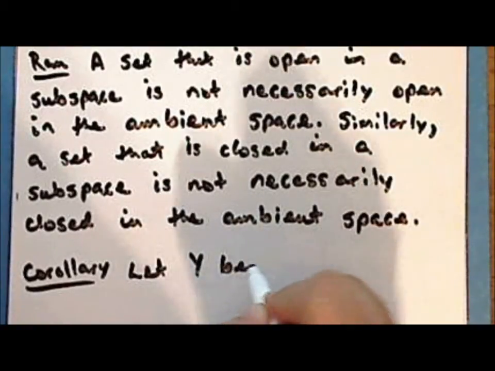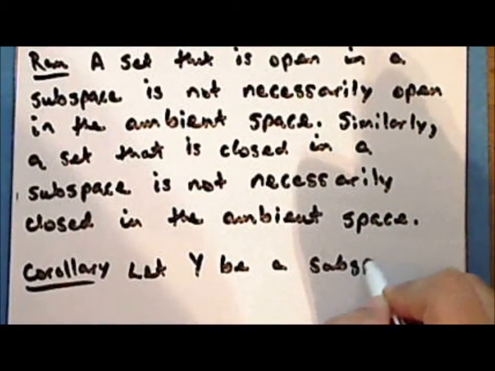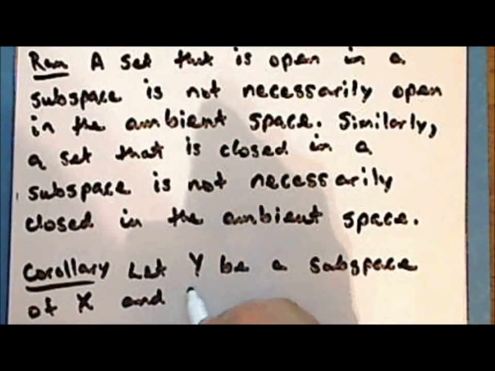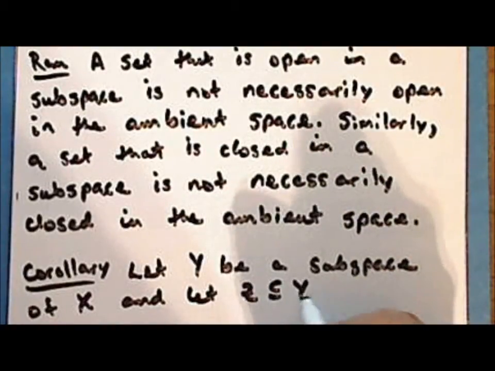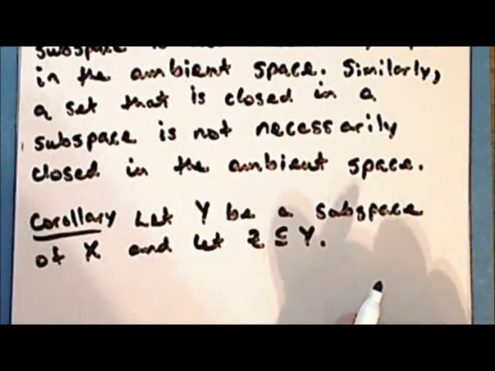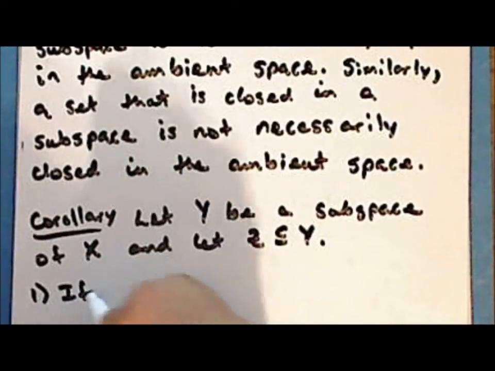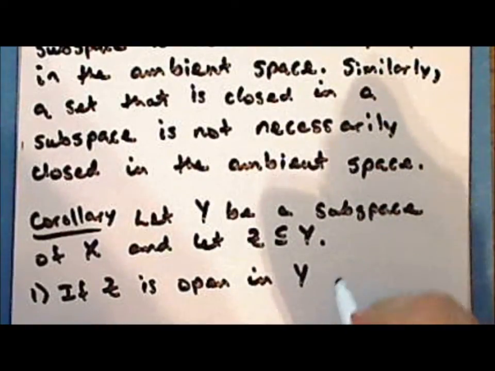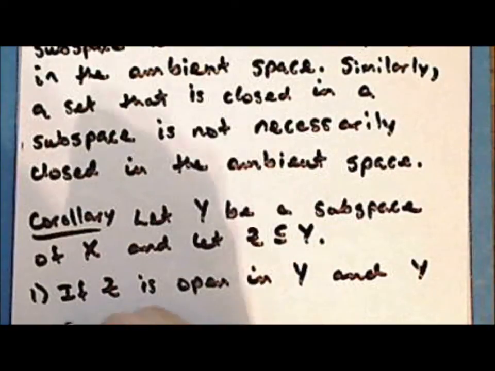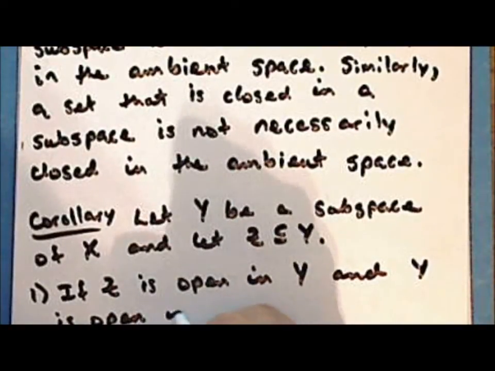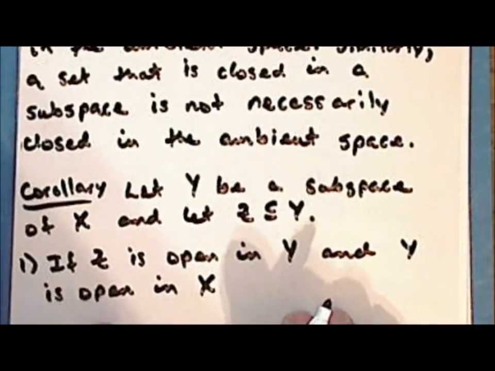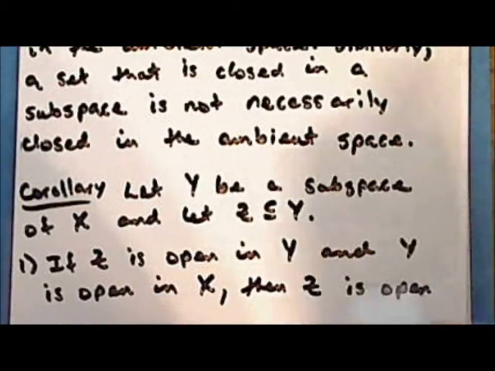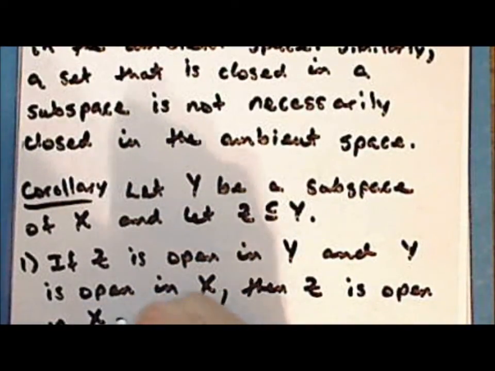let Y be a subspace of a space X, and let Z be a subset of the space Y. If Z is open in the subspace Y, and Y is open in the ambient space X, then the set Z is open in the ambient space X.